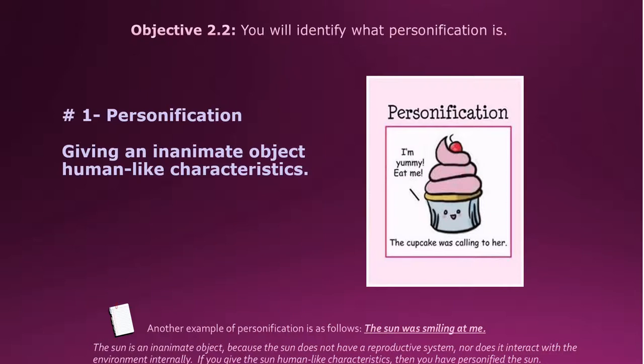Take a moment to reflect at the note below. Another example of personification is as follows. The sun was smiling at me. The sun is an inanimate object because the sun does not have a reproductive system, nor does it interact with the environment internally. If you give the sun human-like characteristics, then you have personified the sun.